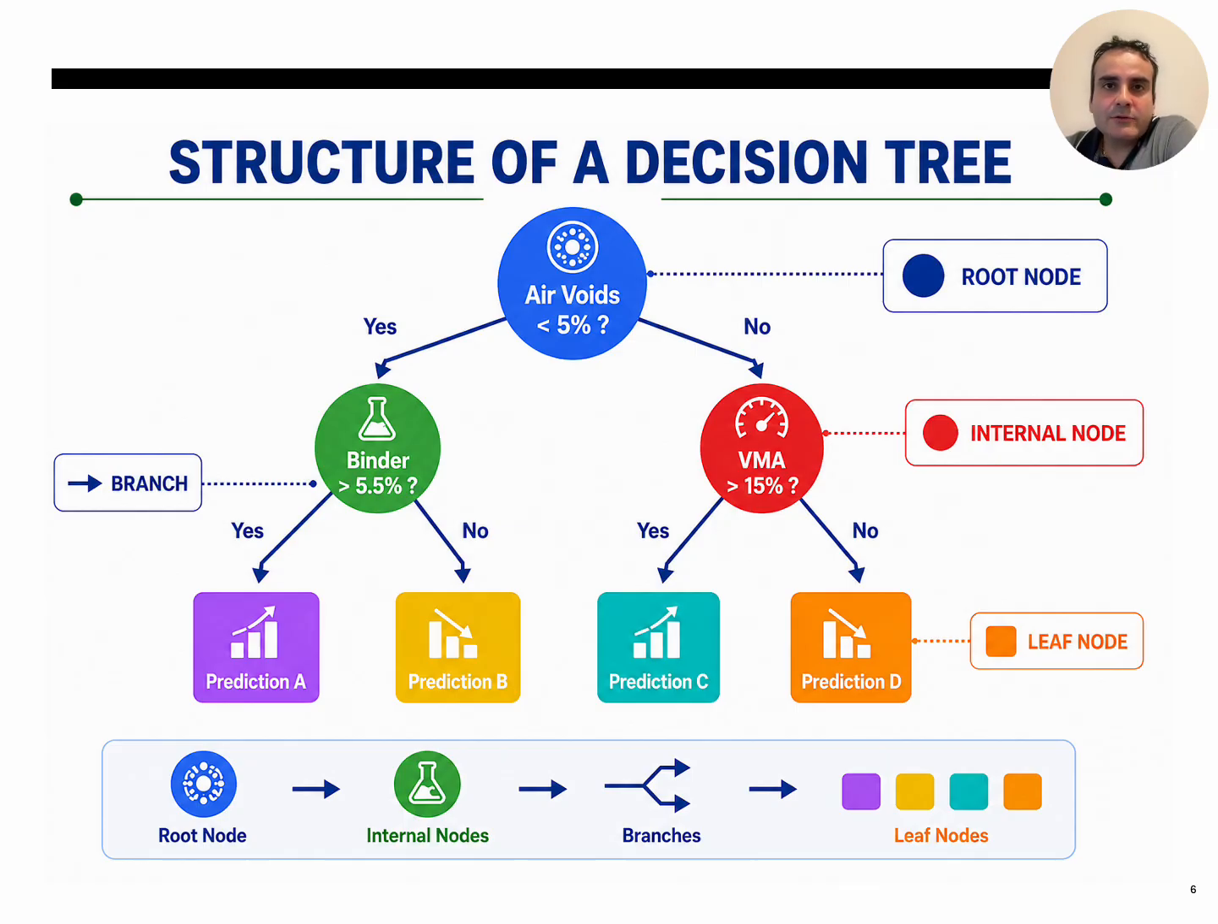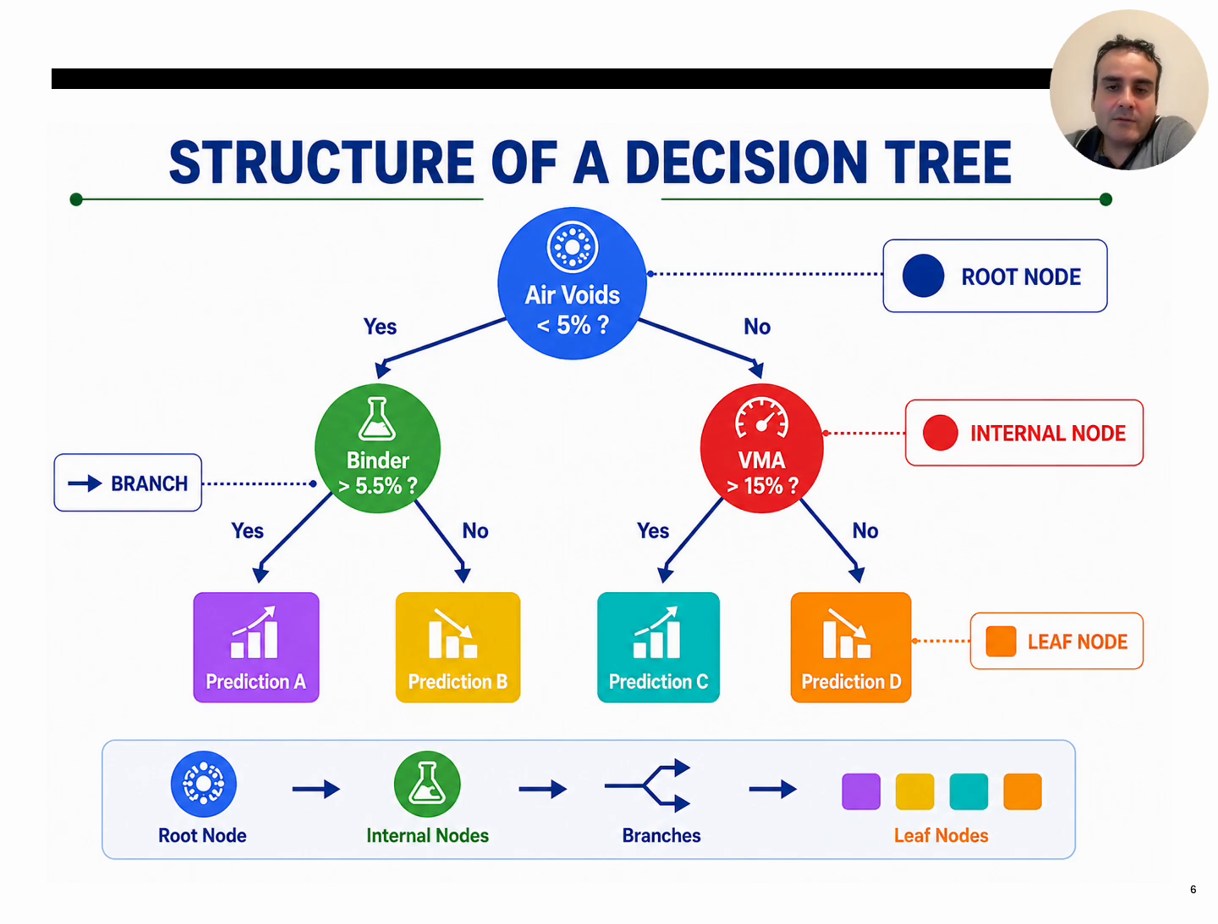Now let's examine the anatomy of a decision tree. The figure shows the four major components of a decision tree. At the very top is the root node, which contains the entire dataset. In this example, the first decision asks whether errors are less than 5%. Based on the answer, observations move down different branches. The green and red boxes represent internal nodes, where additional questions are asked. In the green box, the question is about the binder content and whether this is more than 5.5%. In the other internal node, the question is on the VMA value and whether this is more than 15% or not. These questions continue to divide the data into increasingly homogeneous groups.